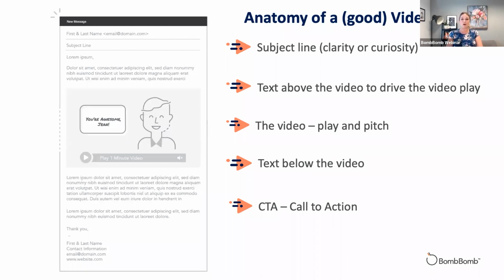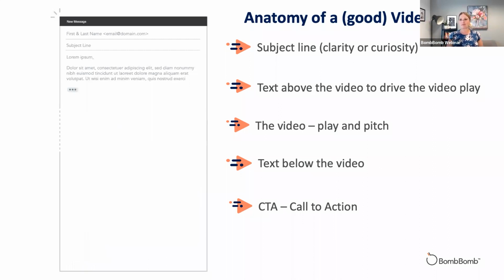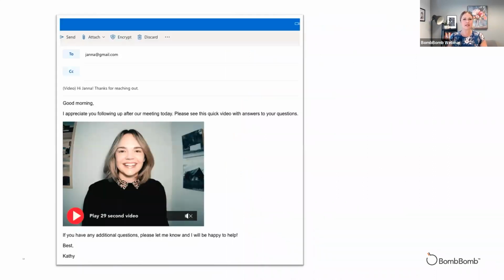Okay. So we worked from the top to the bottom. This is what it looks like in the real world. This is an actual good quality video email, right? Video. Hi, Jana. Thanks for reaching out. We've got personalization. We've got video. We've got relevance. We've got good morning. I appreciate you following up after our meeting today. Please see this quick video with answers to your questions. Right? We know it's in there.